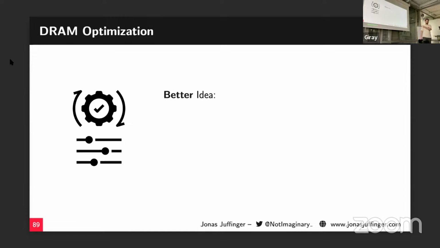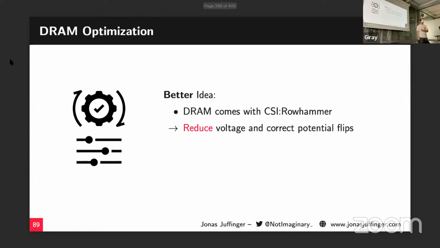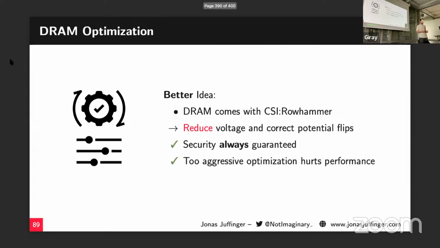With CSI Rowhammer, you can do this a lot better, because if the DRAM or the CPU comes with CSI Rowhammer, we can now reduce the voltage again and correct potential bit flips, but there is no chance that we have uncorrectable or undetectable bit flips. Uncorrectable maybe, but we don't have any undetectable bit flips. So the security is always guaranteed. We'll never have a bit flip that breaks the system.